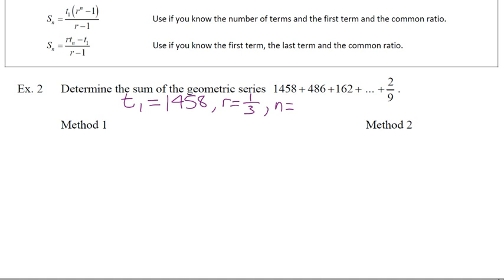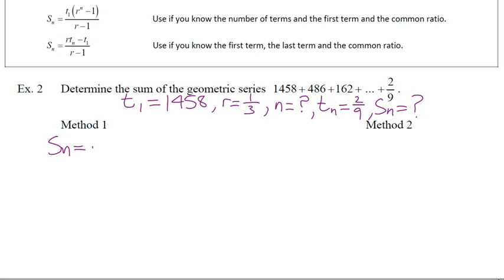Okay, what else? What's N? Don't know. What's T sub N? 2 over 9. What's S sub N? Well, that's kind of the whole purpose of why we're here, to find S sub N, so obviously that's unknown. So what method would you first choose? The second one. Okay, so we use the second formula because we have everything that we need for it, right? We have T1, we have R, we have T sub N, so we don't need to know N.